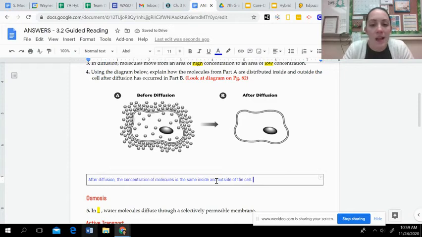So they balance out, and as things are diffused, those molecules again are moving from that higher concentration to the lower concentration to have that balance so that everything is kind of even and spread out throughout the cell and even inside of the cell.